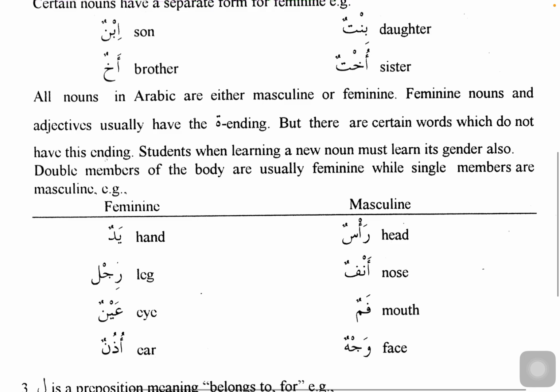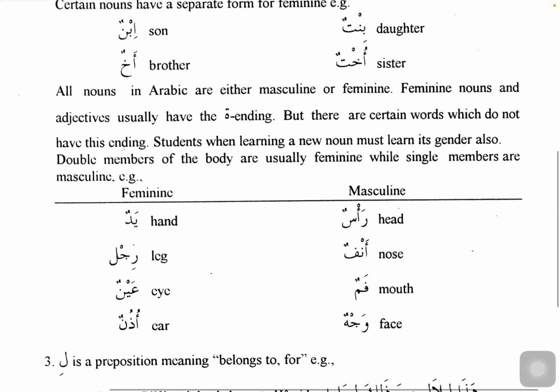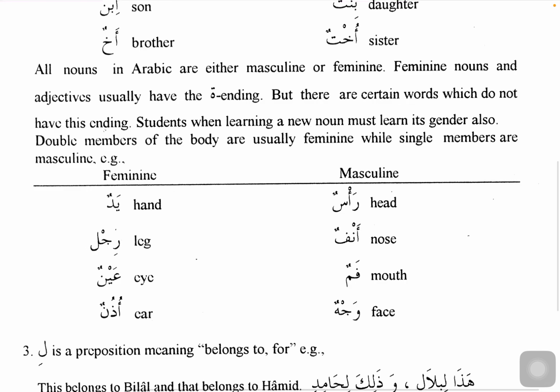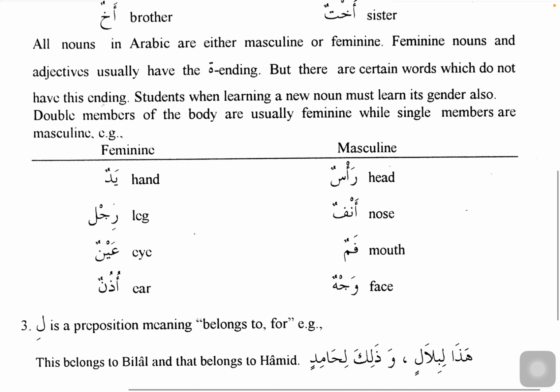Okay, all nouns in Arabic are either masculine or feminine. We know that. Feminine nouns and adjectives, we haven't learned adjectives properly, which we will learn inshallah, usually have the ta marbuta at the end, the closed ta. But there are certain words which do not have this ending. Students, when learning a new noun, must learn its gender also.